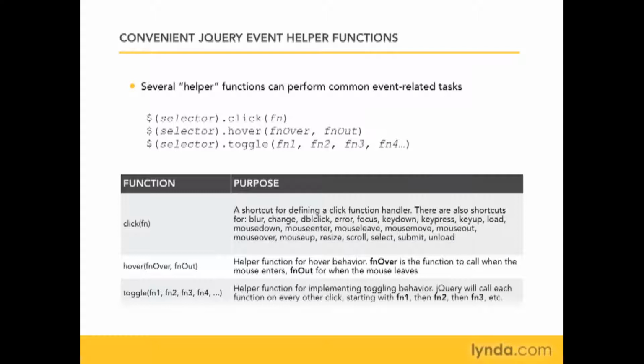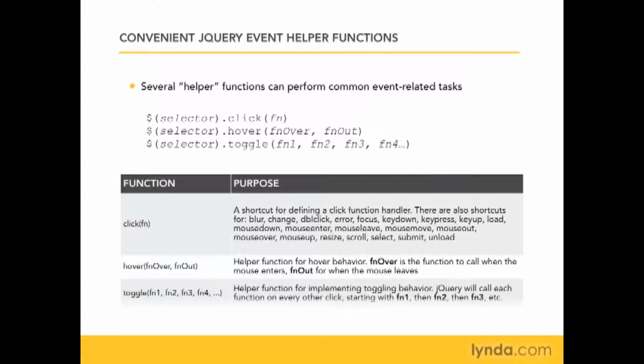So the hover function takes two parameters: a function for what to do when the mouse is over the element, and a function for what should happen when the mouse leaves the element. There's also a function to handle click toggling, because that's a pretty common thing that happens in web pages.